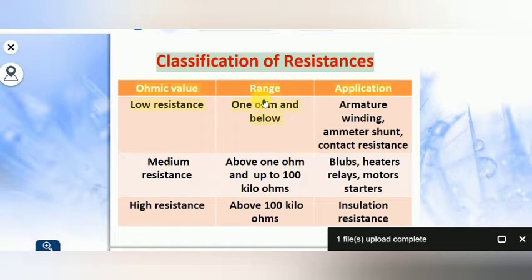Classification of resistances. Classification of resistance is based on its ohmic value and purpose. Ohmic value range and application: low resistance, 1 ohm and below: armature winding, armature shunt, contact resistance. Medium resistance, above 1 ohm and up to 100 kilo ohms: bulbs, heaters, relays, motors, starters. High resistance, above 100 kilo ohms: insulation resistance.